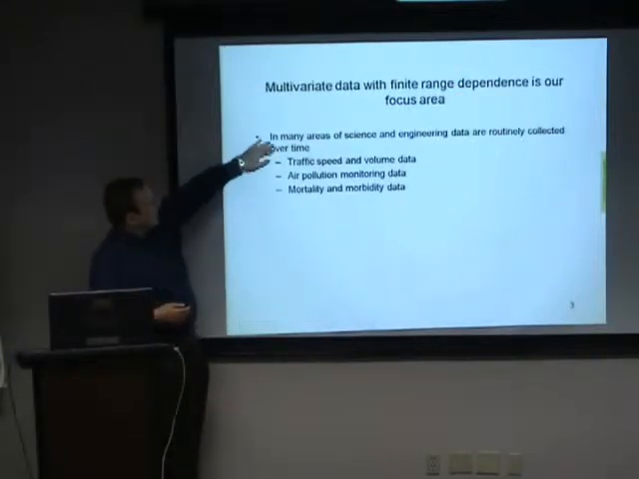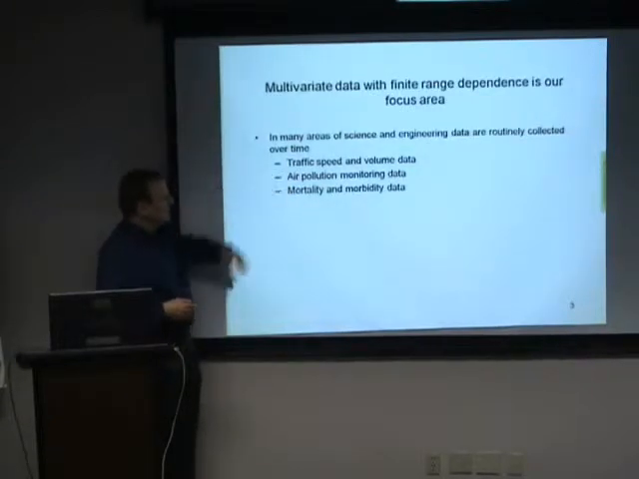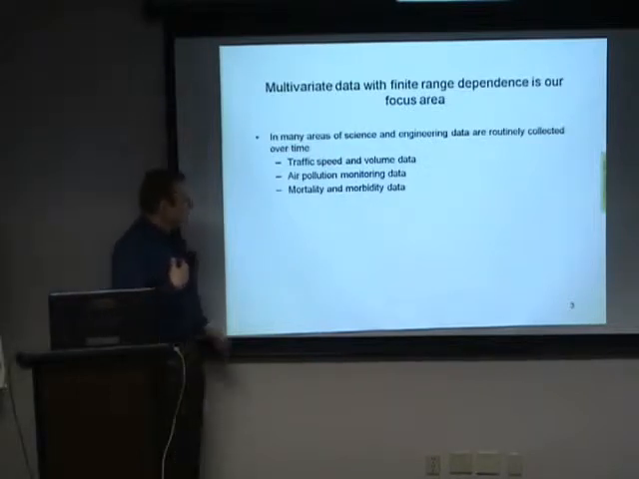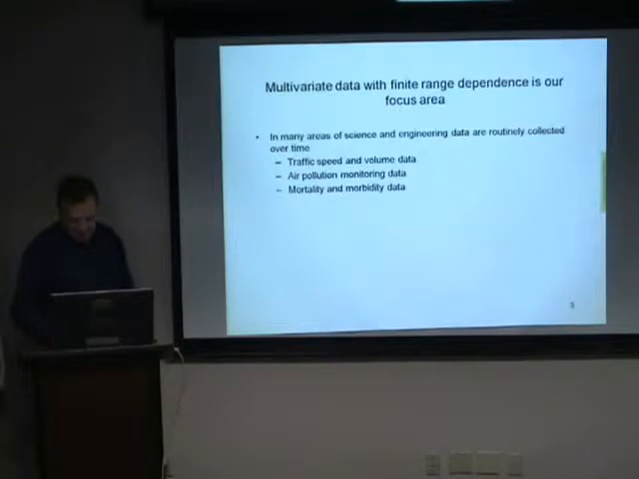All right, so traffic speed and volume are high dimensional. It's not uncommon to have thousands of entrances and exits around a city. Air pollution monitoring data, high number of species, hourly data, thousands of observations. Same thing with health data, morbidity and mortality data.